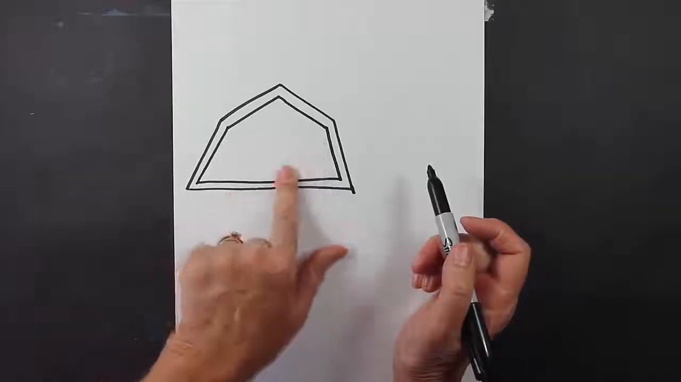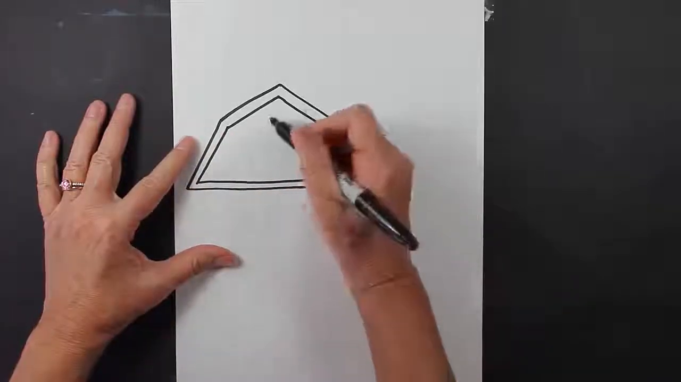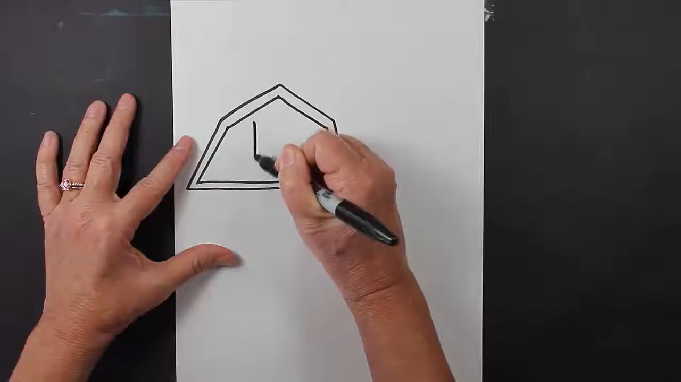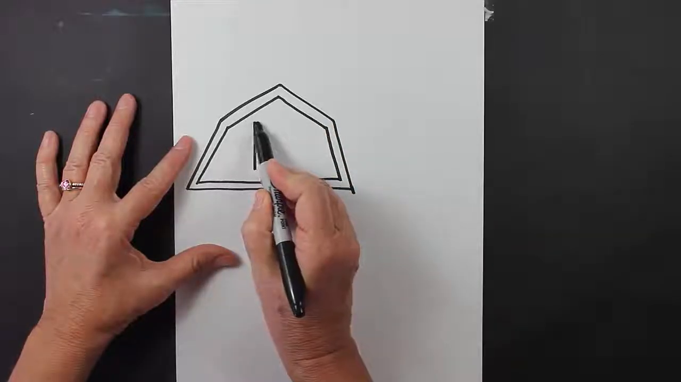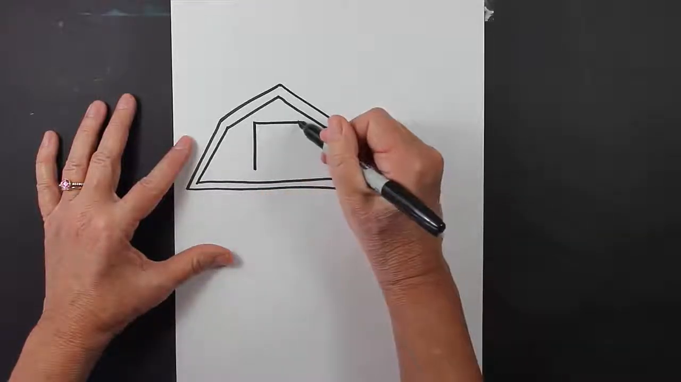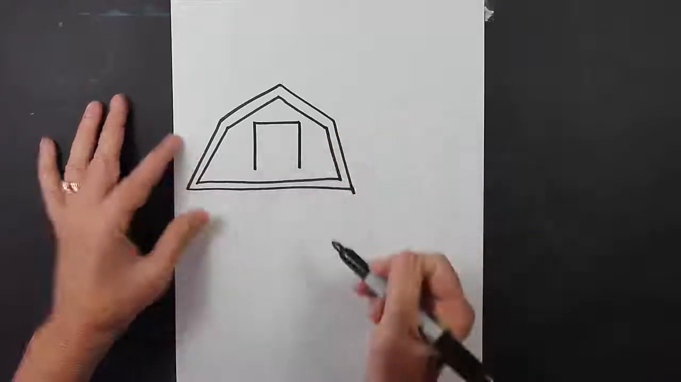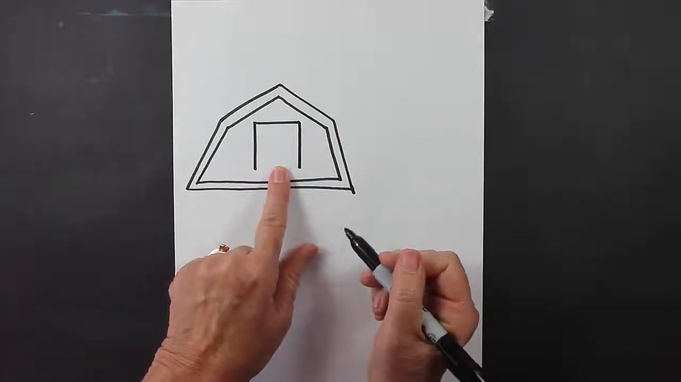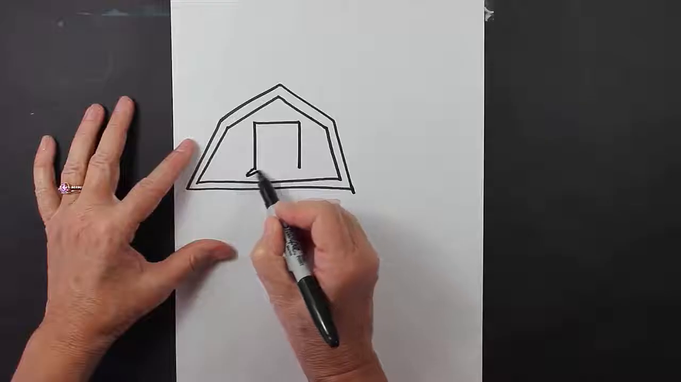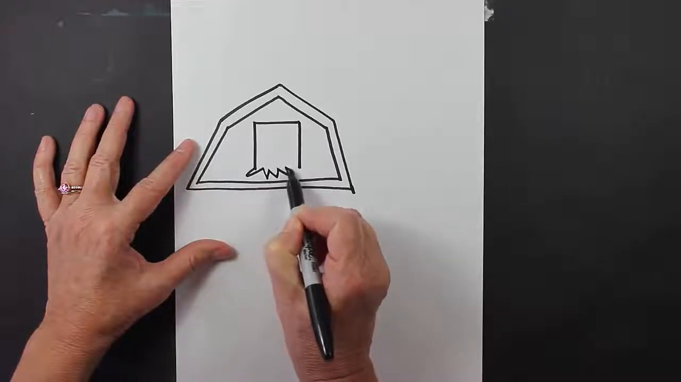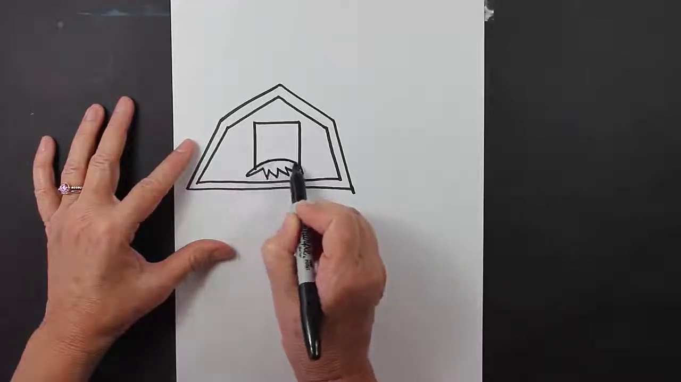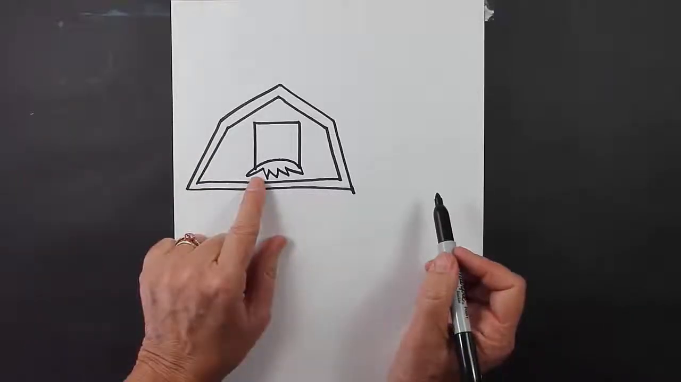Now inside this section, we're going to create a window. So we're going to come down, we're going to go across, and we're going to come down. We're not going to close up the bottom part because what we're going to do here is put some hay that sticks out of the bottom. Okay, so let me show you how I did that.